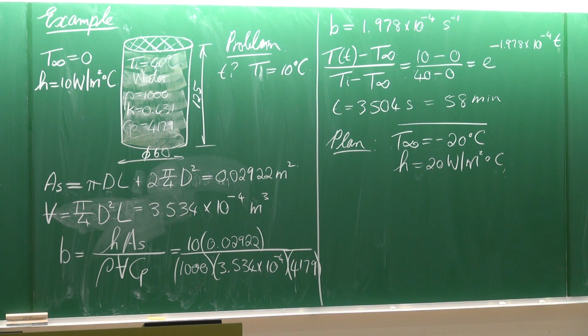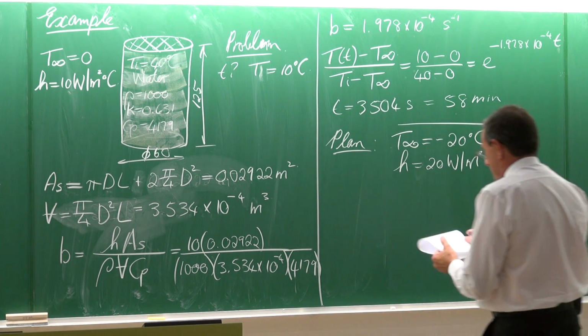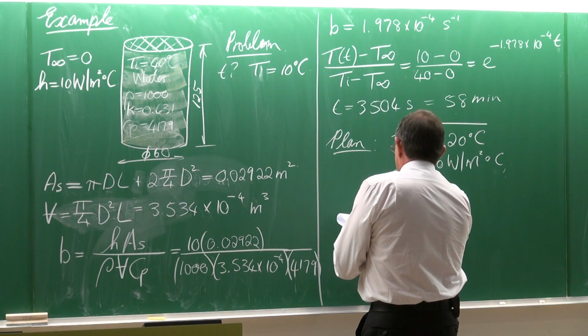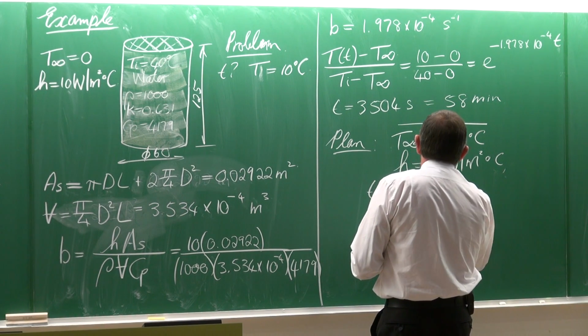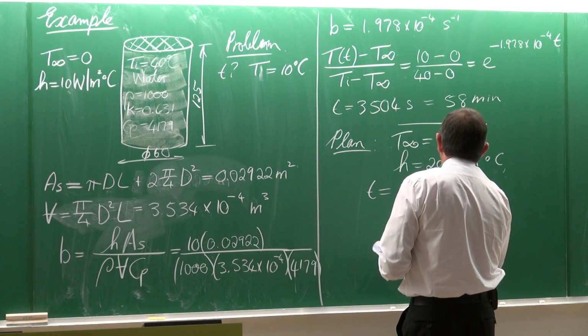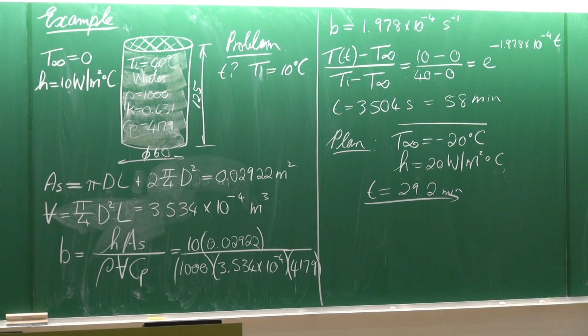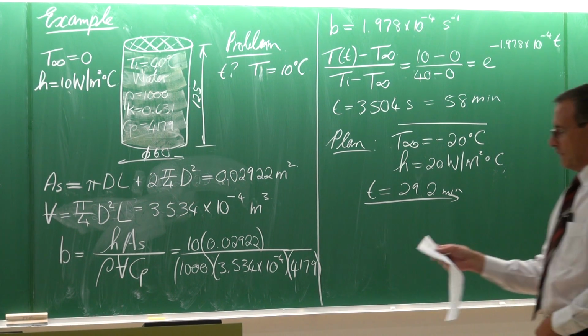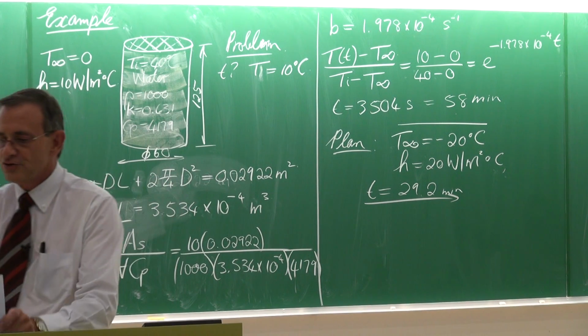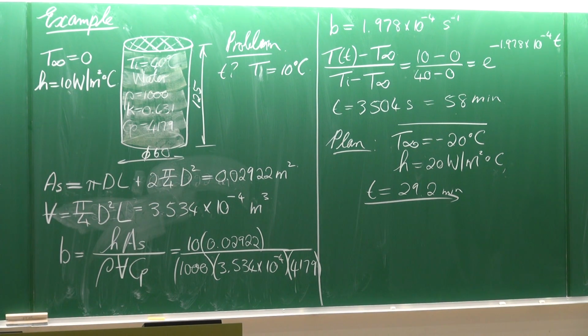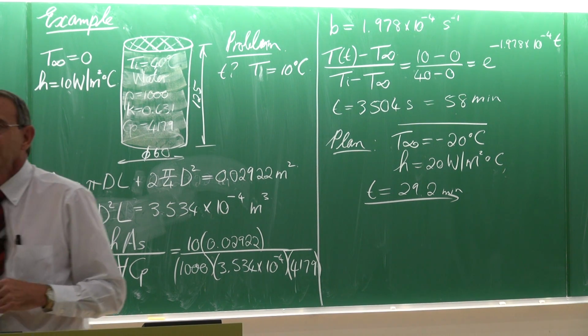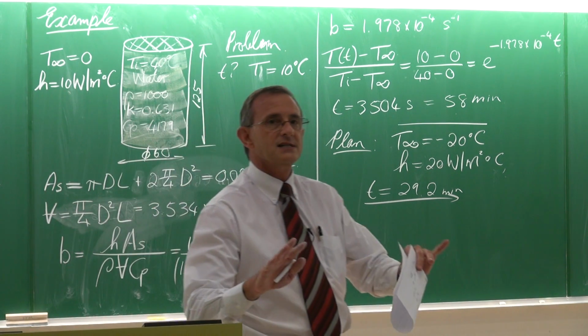40 minutes. 40 minutes. Okay. So, 29 minutes, still half an hour, for the beer to decrease in temperature from 40 degrees to 10 degrees. Right. Any questions on this problem? You all follow it? It's very simple and easy, isn't it?